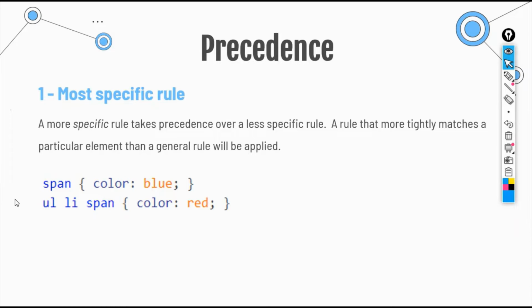Here is an example. In this, both rules are attempting to set the color for a span inside a list item. But the second rule will win when there is a conflict, like color in this case, because this is the more specific rule.